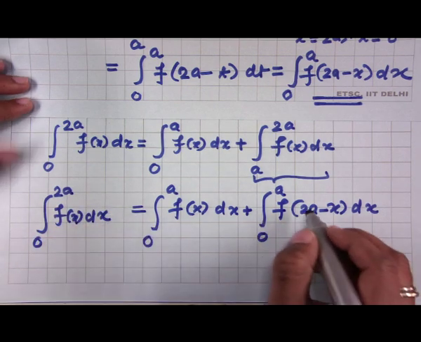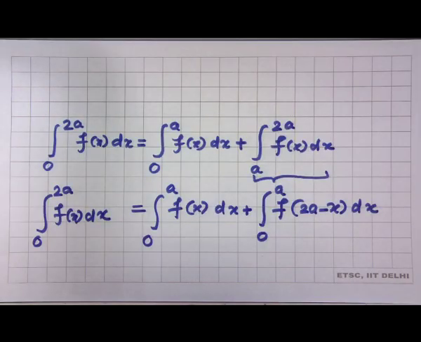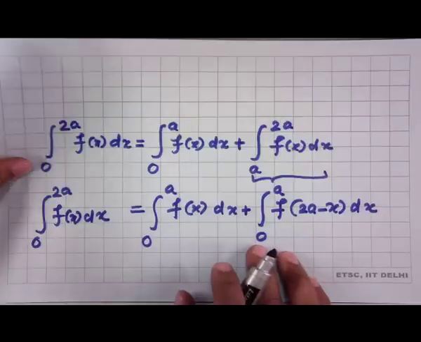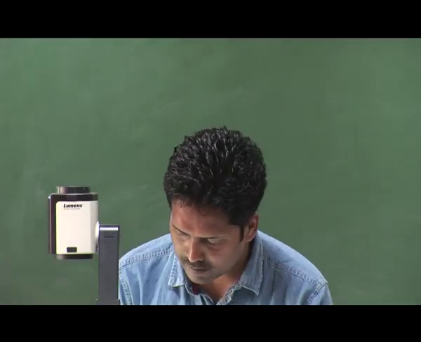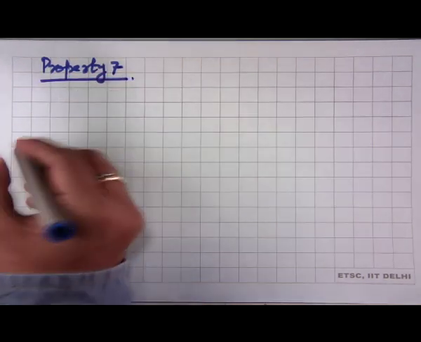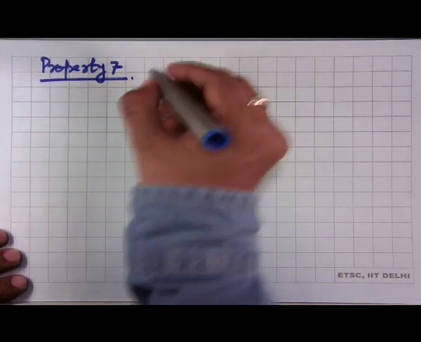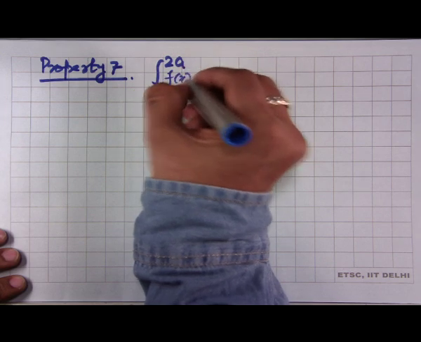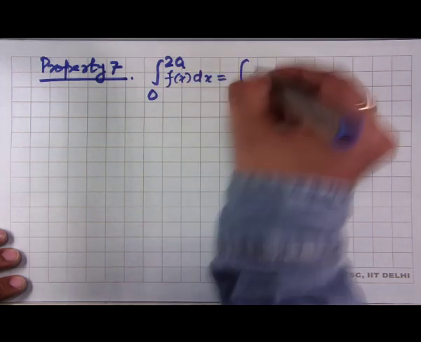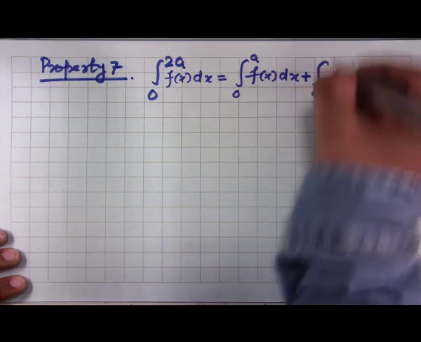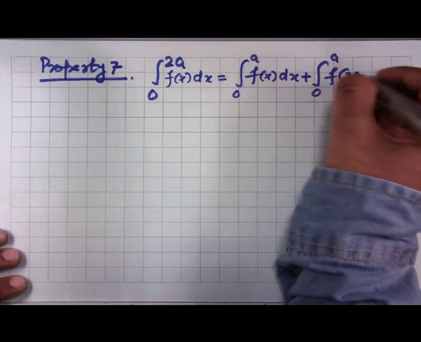This is your property 6. Let us deduce another property from this formula, that is property 7. So, as we have seen that integral 0 to 2a f(x) dx is equal to integral 0 to a f(x) dx plus integral 0 to a f(2a minus x) dx.